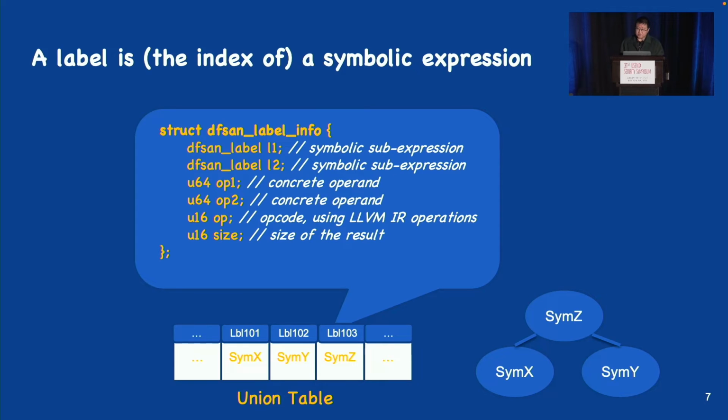So, to let each label represent a symbolic expression, we just need to leverage DFSAN's union table. Each slot in this union table stores a data structure which we extend to represent the symbolic expression. In this data structure, you only need to remember the left-hand side operand, the right-hand side operand, the opcode, and concrete operands and things like this. It is also easy to see with this data structure design, we're actually building an abstract syntax tree with this union table.